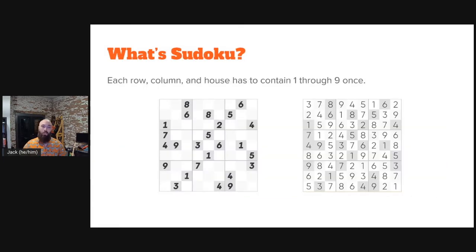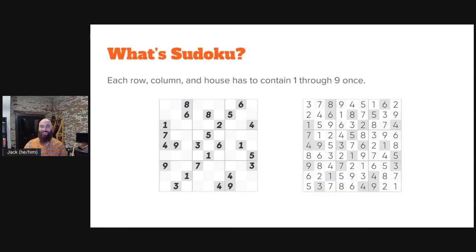I think most people are familiar with Sudoku, but really quickly, it is a puzzle game where you have different rows and columns of numbers, and you have to order the digits 1 through 9 into each of the empty spaces so that each row and column only has each digit once, and each house or little box only has each number once.